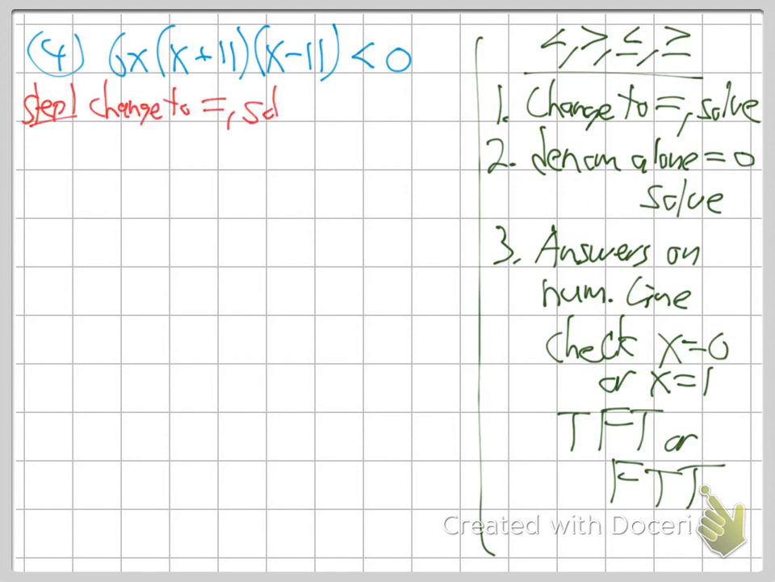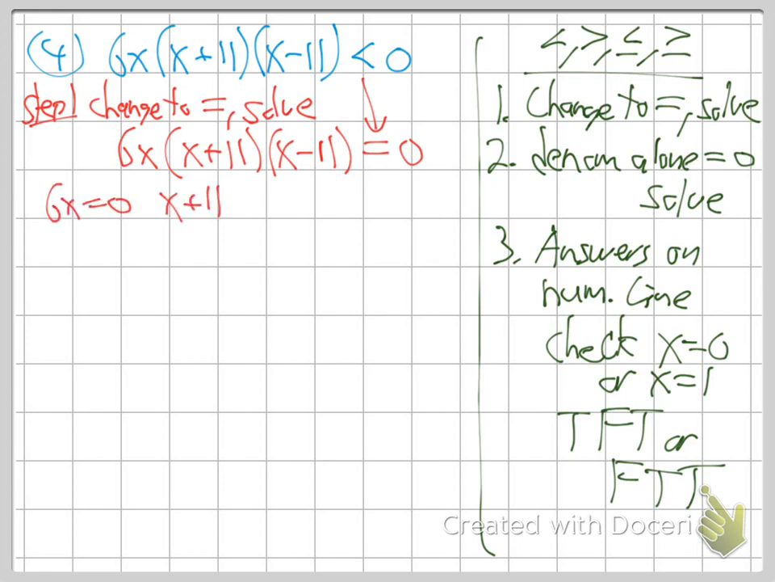Change to equals. Solve. So I'll make this 6x times x plus 11 times x minus 11 equals 0. And I'm going to solve. How do you solve that? 6x equals 0, x plus 11 equals 0. If you've got a bunch of things multiplied, the first one is 0, the second one is 0, the third one is 0.